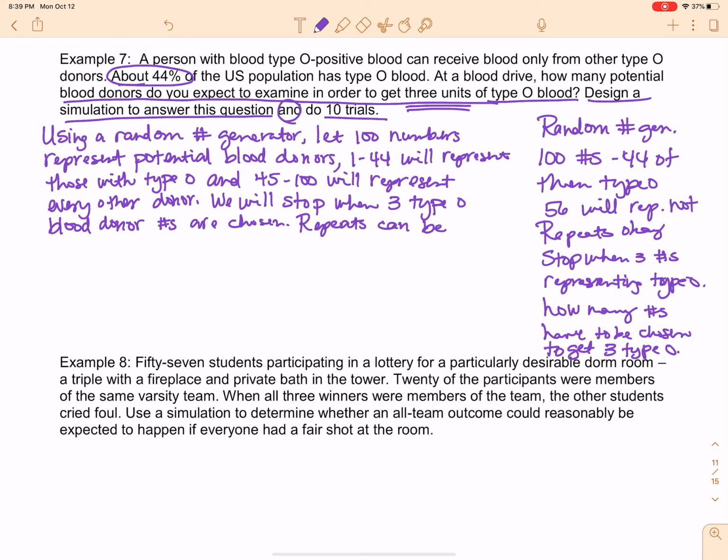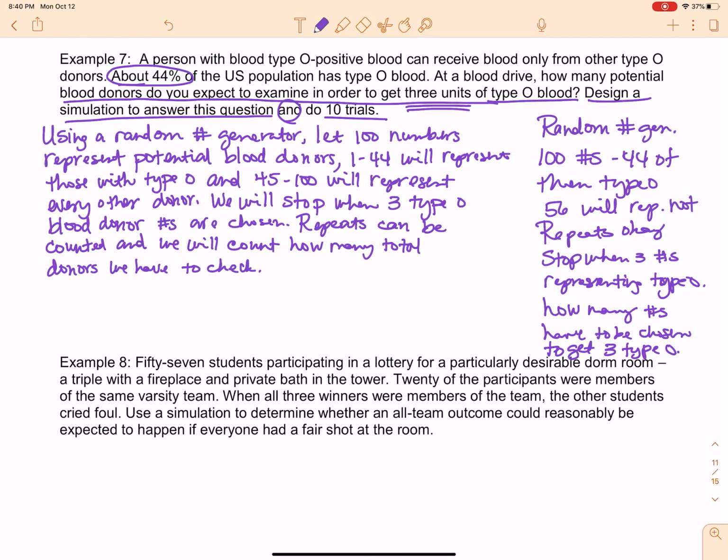Repeats can be counted. And we will count how many total donors we have to check. All right, so that is a little different from the last problem.